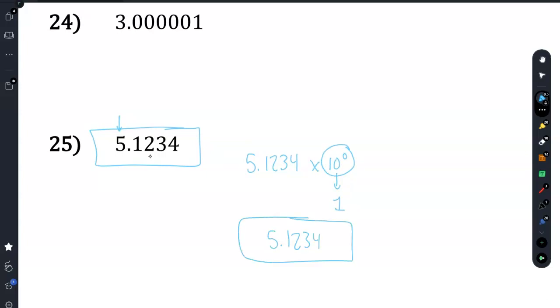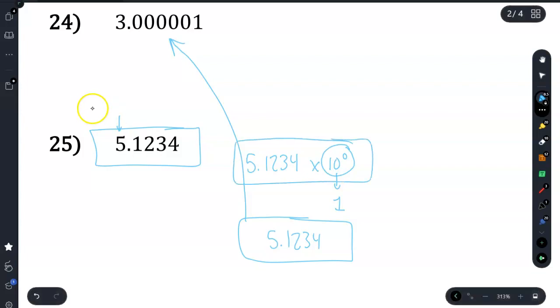So this one's kind of tricky, corresponds with your number 24. We don't need to do anything because we already had one digit in front of our decimal. So it's already in scientific notation. We just don't have to write the times 10 to the 0.